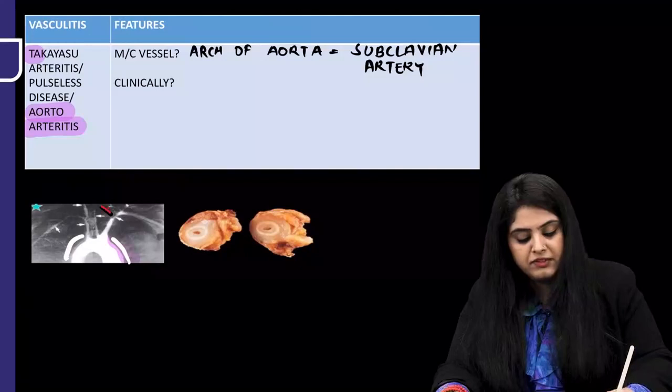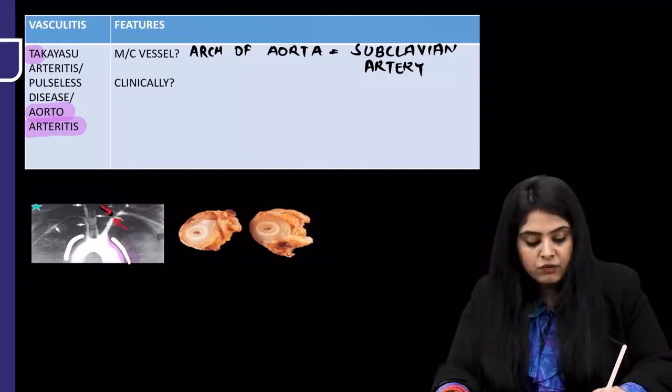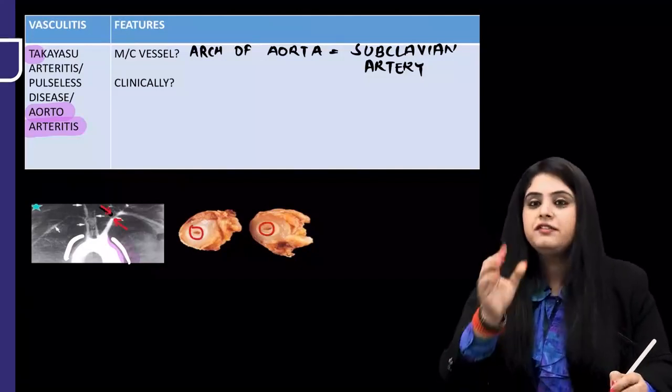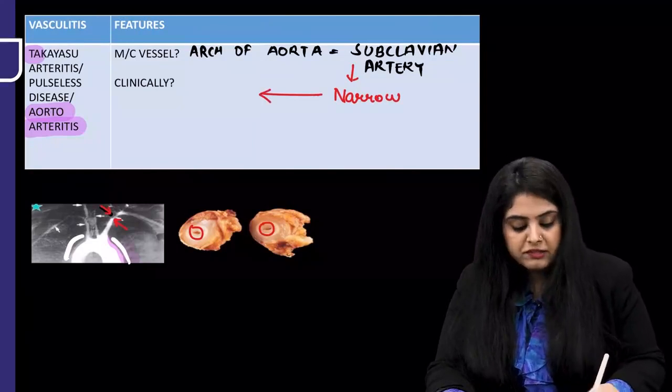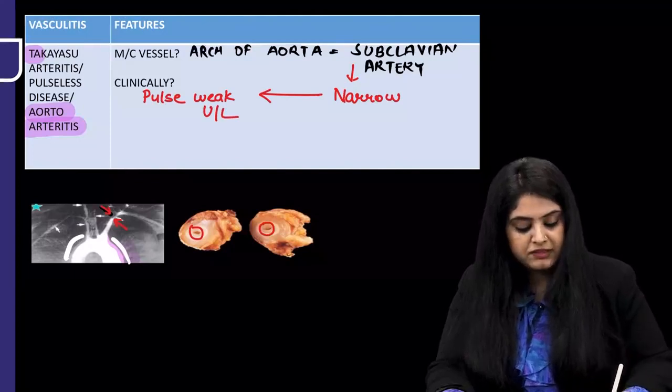Look here, these vessels are becoming very narrow. And over here also, when I saw the vessel, if I cut the vessel, it was becoming very, very narrow. So if the vessel is going to become very, very narrow, of course, the pulse is going to be affected. This is going to result in a weak pulse in the upper limb. And that is why we call it the pulseless disease.